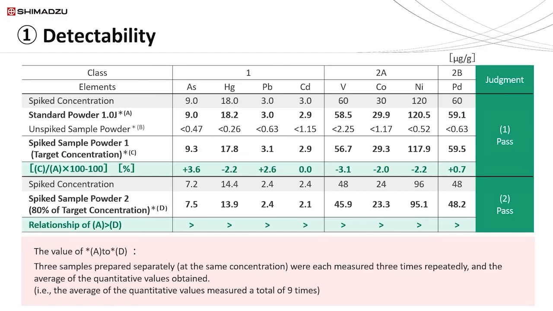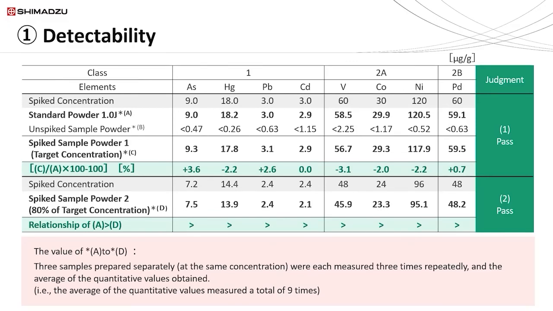And you can see that we meet the criteria. We are within the criteria, I believe it's plus or minus 15% of the 1.0J. And so it passed with flying colors. The spiked sample powder 1 passed with flying colors.